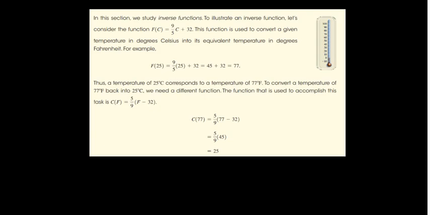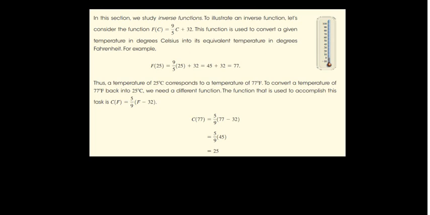All right, so from the top, in this section we study inverse functions. To illustrate an inverse function, let's consider the function f of c equals 9/5 c plus 32. You might recognize this as the function to convert Celsius to Fahrenheit. It converts a given temperature in degrees Celsius into its equivalent in degrees Fahrenheit. If you plug in 25 degrees Celsius, you get 77 degrees Fahrenheit.